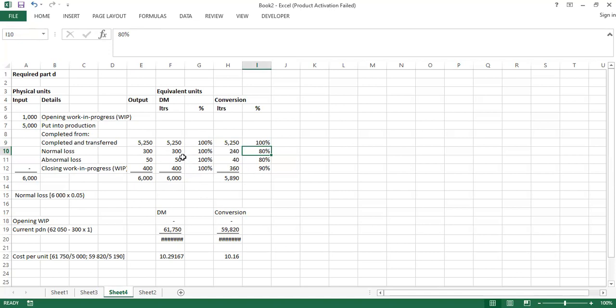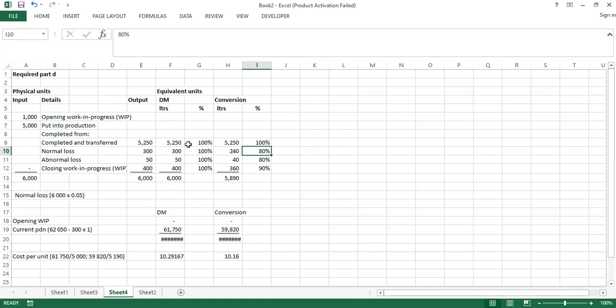So, right, in terms of your normal loss, notice that your normal loss is still the same. Right there, everything is still the same. Your abnormal loss is still the same. So the major difference comes on your conversion costs, what you include on your conversion costs there, and then again what you've included on your direct materials.